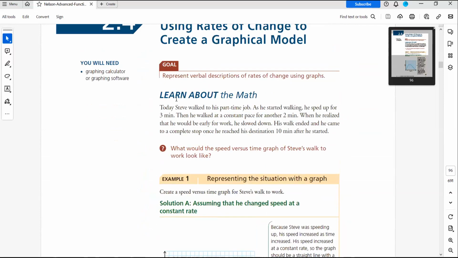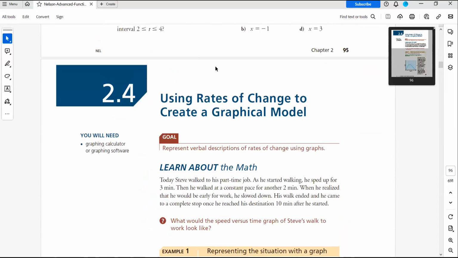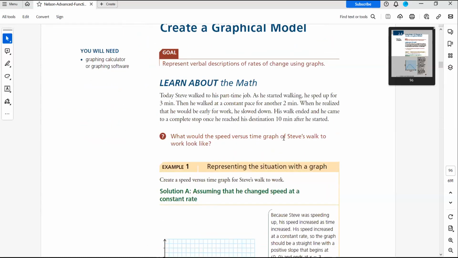So now let's take a look into another chapter of using rates of change. This time we're going to create a graphical model. We're going to represent verbal descriptions of rates of change using graphs. So let's say somebody explains to you how something changes with respect to time in words, and we're going to convert it into a graph function.